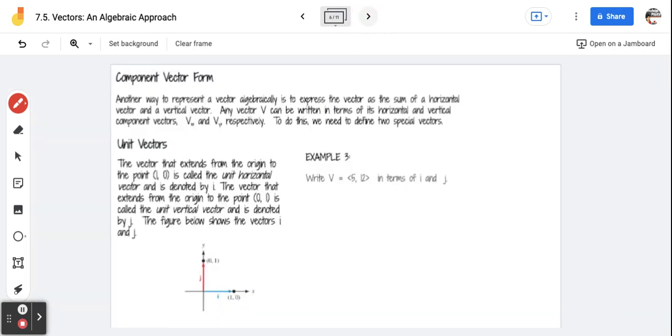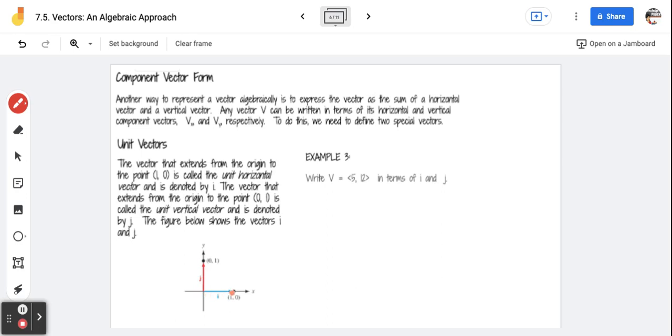Okay, so component form we've already talked about. Another way to represent a vector algebraically is to express the vector as the sum of a horizontal vector and a vertical vector. Any vector can be written in terms of its horizontal and vertical component vectors, v sub x and v sub y, respectively. To do this, we need to define two special vectors: unit vectors.